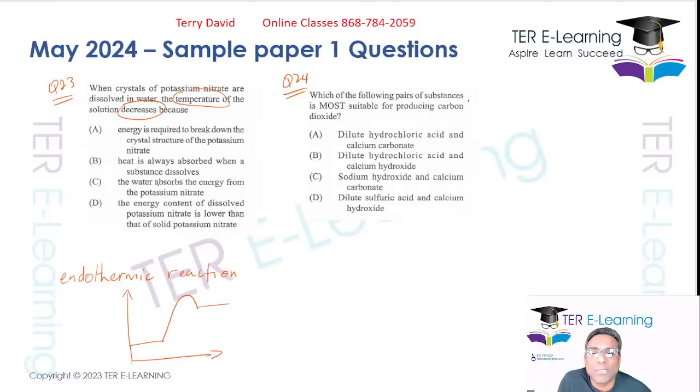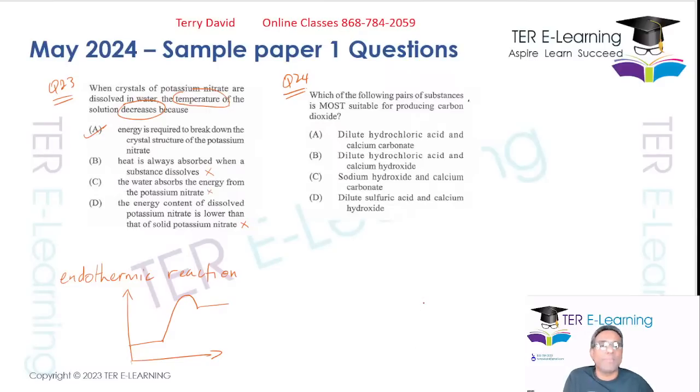Now let's see what the answers look like. The energy required to break down the crystal structure of the potassium nitrate. Yeah, that's true, but heat is not always absorbed when a substance is dissolved. Nope, that's not true. Water absorbs the energy from the potassium nitrate. No, that's not what happened here. The energy content of the dissolved potassium nitrate is lower than the solid. This is also wrong, so the answer has to be E, right? The answer is going to be E for question 23. So you all are correct.